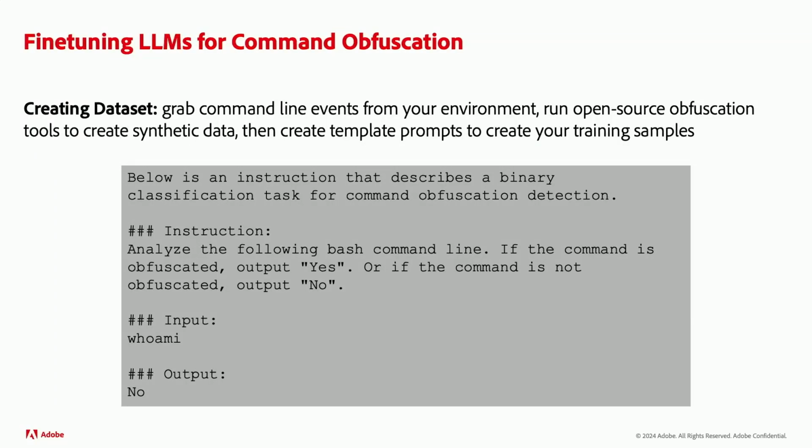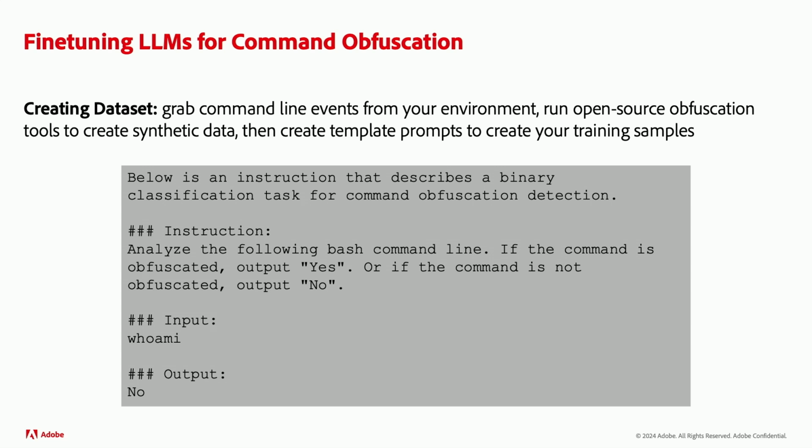So the first thing we want to do is get our data set. In this context of command obfuscation, maybe we can grab some command line events from our environment, run some open source or manual obfuscation tools to create some synthetic data, or maybe grab some obfuscated commands if we have them. And then we can create some template prompts with these commands to create our training samples.